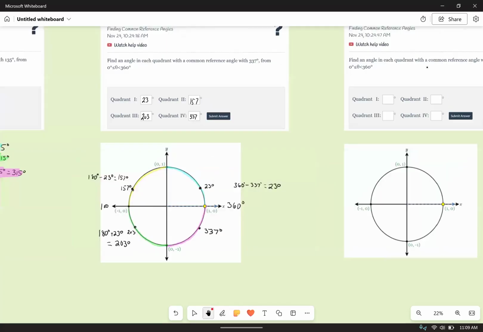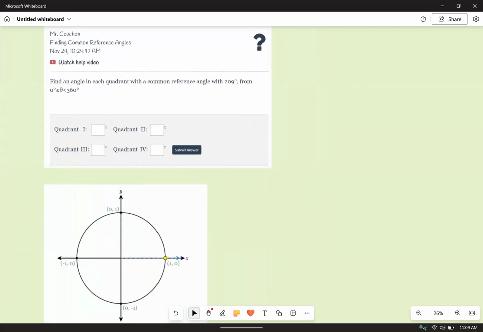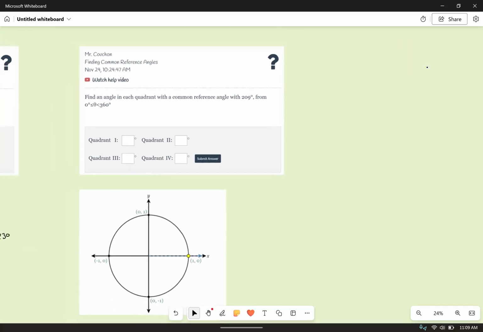All right, let's go to this last one here. I want you guys to try this one. And then when you're done, I will have the solution. So for this one, you're finding a common reference angle with 209 degrees. Have that. I'll be back in just a moment with my solution.